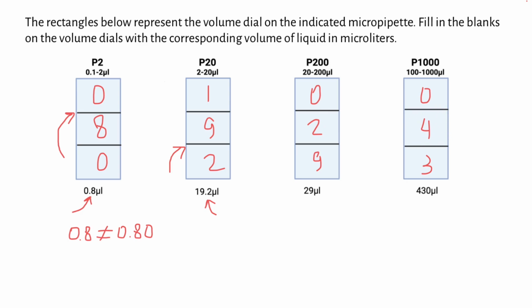This 4 stands for 400. And this 3 stands for tens. So 30. 430 is going to be this number. This is how we dial this volume on the P1000 micropipette.